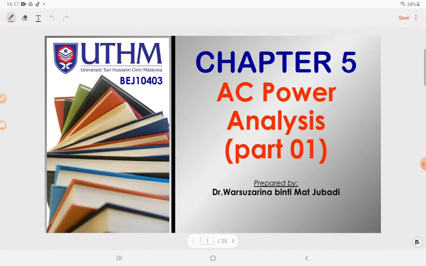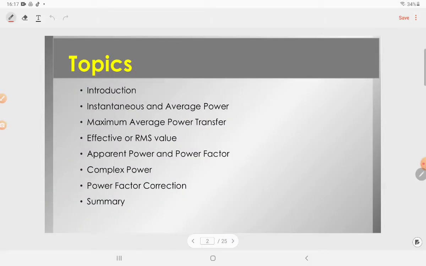So for today's class, we continue with chapter 5, which is AC power analysis part 1. In AC power analysis, the topics covered in this chapter are instantaneous and average power, maximum average power, effective RMS value, apparent power and power factor, complex power, and also power factor correction. But for this chapter, we will emphasize more on this last part.